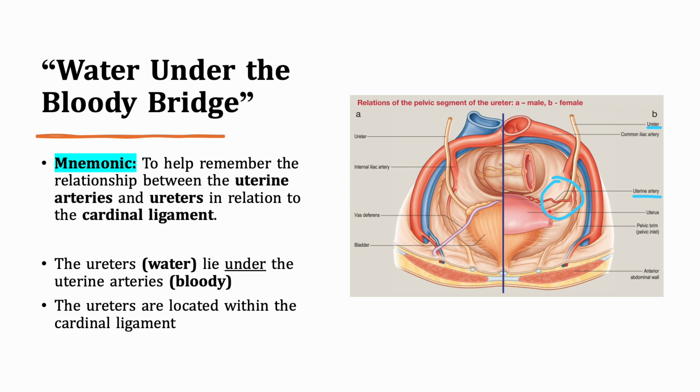So this is a really good image right here, because the whole point is that when you're dissecting or doing surgery, you do not want to cut the ureter, but you might want to cut the uterine artery. So you're going to sever the uterine artery, but you have to be careful because water is under the bloody bridge, so it's pretty close. You can see the ureter here and the uterine artery here.